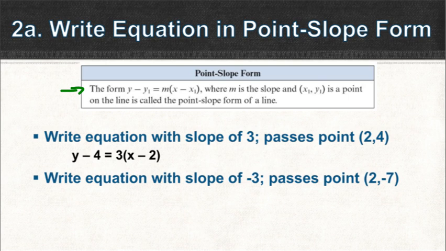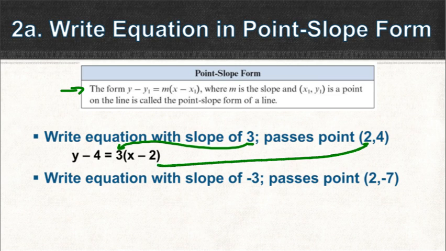Okay, so this first one is done for you. It says write the equation with the slope of 3 that passes through the point 2, 4. So you're just substituting those parts into the equation so it's in point slope form. So the slope is 3. They put that in for m. This is your x1, the 2.